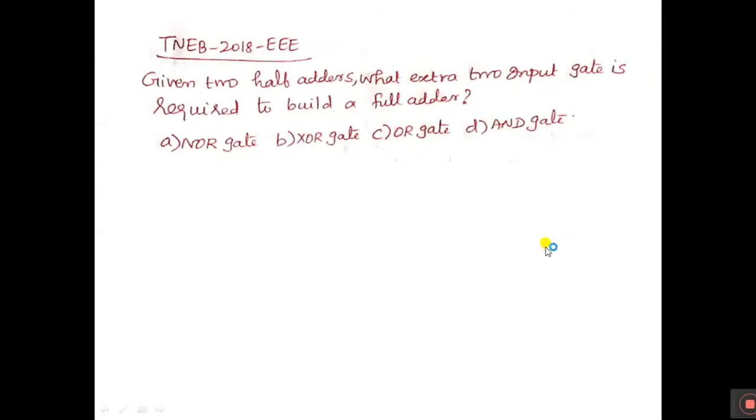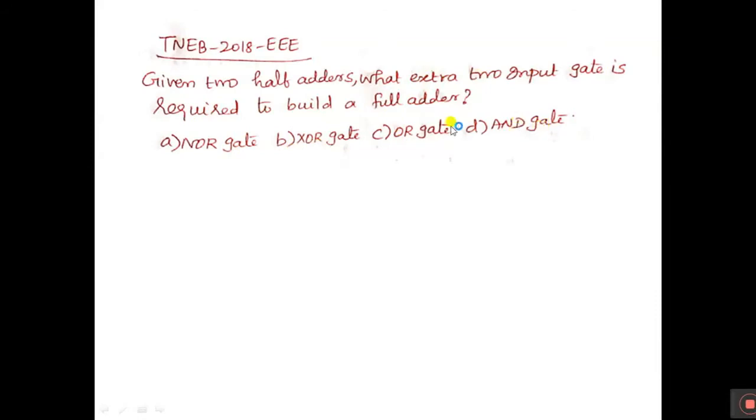Next question. This question was asked in TNEB, Tamil Nadu Electricity Board 2018, EEE Department. The question is, given two half adders, what extra two input gate is required to build a full adder? The options given: option A NOR gate, option B XOR gate, option C OR gate, option D AND gate.